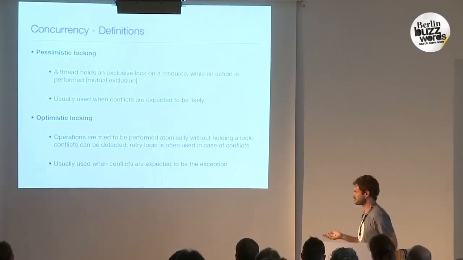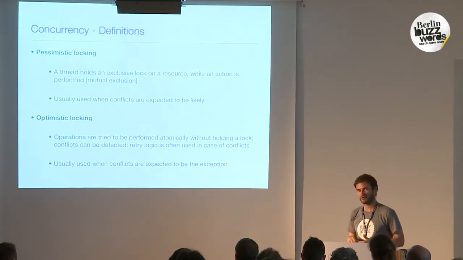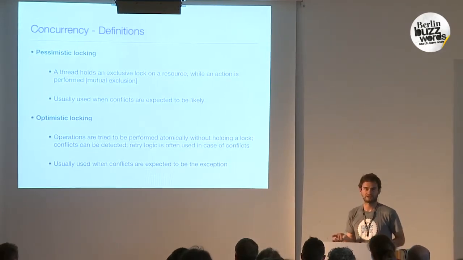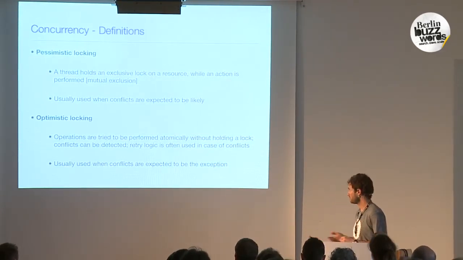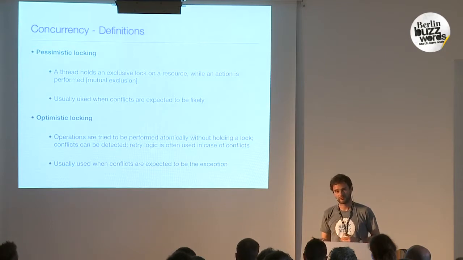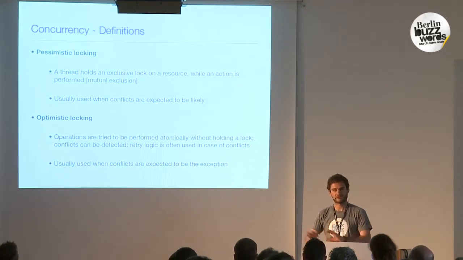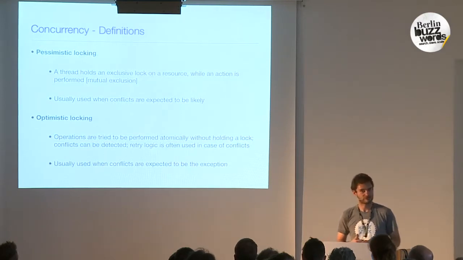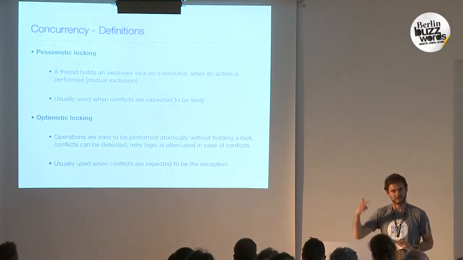Optimistic locking is usually accomplished differently, for example, in Java, you often use atomic integers for that. What you do is you try to perform an operation, and you don't care if some other thread is doing something in this area too, but you can detect if the operation was successful or not, and if it was not, then you retry it.